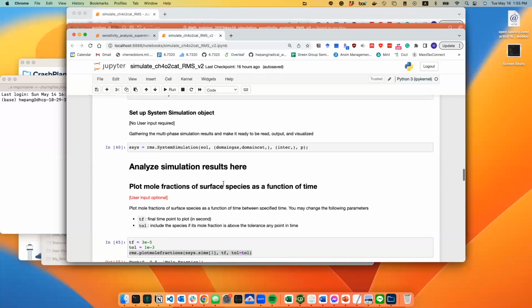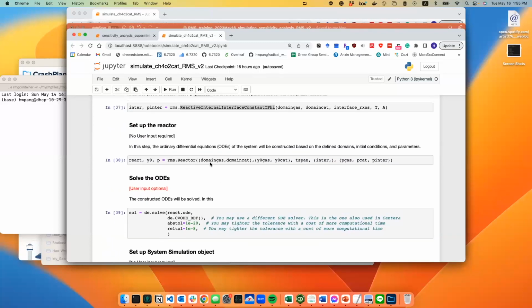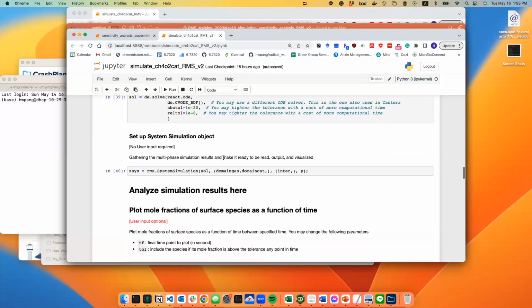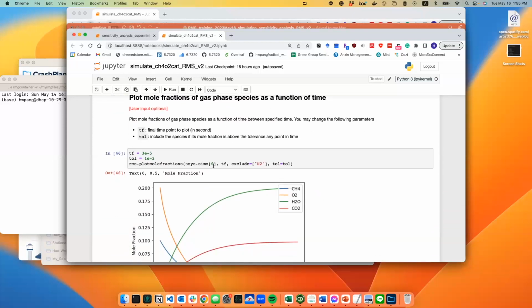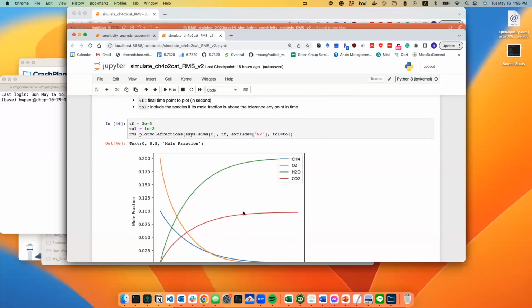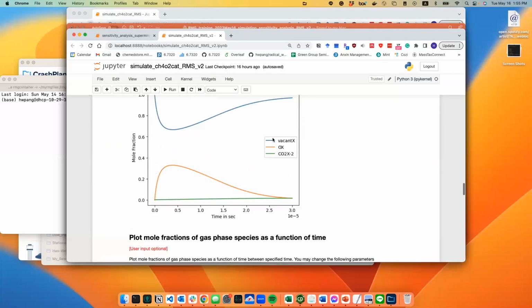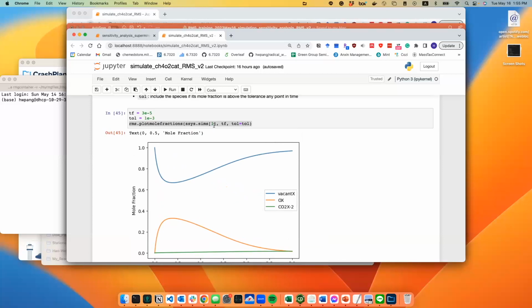Not here, because when you put it into the reactor, the first one is gas, the second one is catalysis, which is surface, and Python uses 0 index. So when you put 0 here, you refer to the first domain, which is the gas phase domain. So you plot the gas phase domain out this way, right? Excluding the nitrogen, because nitrogen doesn't really do anything interesting in this mechanism at least. And here, when you put 1 here, it refers to the surface domain.